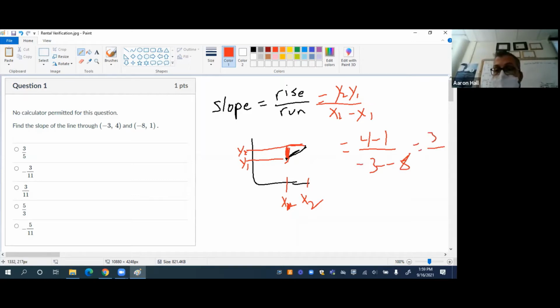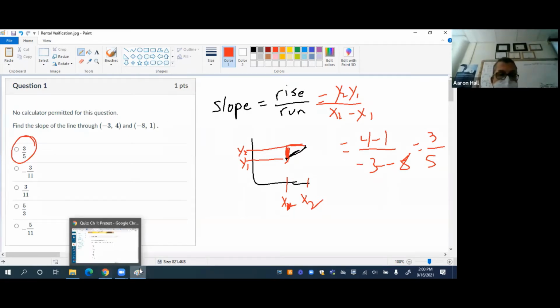And negative and negative is positive. So I have -3 plus 8. 5. So what's the answer? A, B, C, D, or E? A. There you go. So that should be, this is really a secondary math 1 idea, right? It's from secondary math 1.